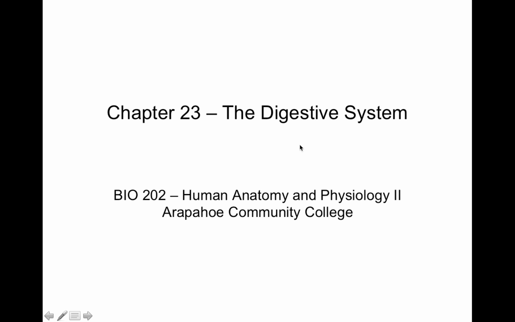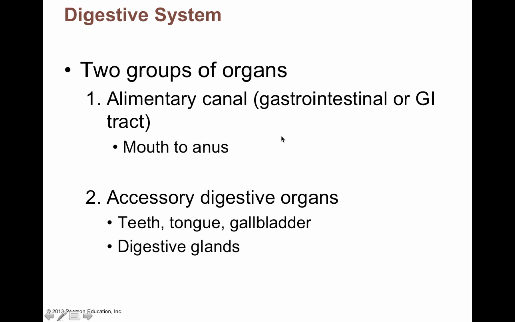Talk about the digestive system. And the digestive system includes two major groups of organs. We have an alimentary canal as well as what we call accessory digestive organs. So if you think about the digestive system in terms of what it really is, we know it's a tract because you can also call it the gastrointestinal tract, right?